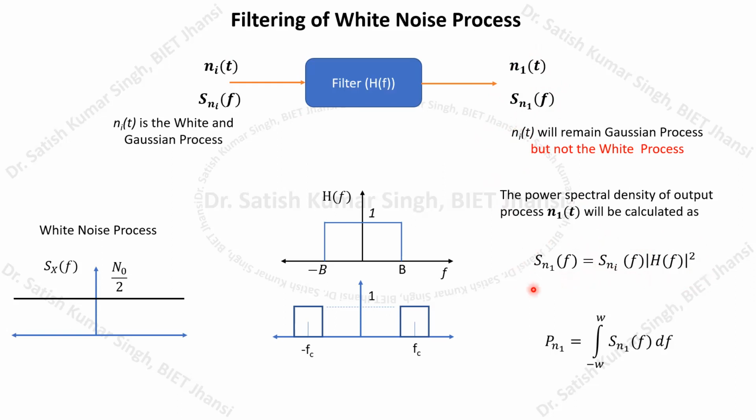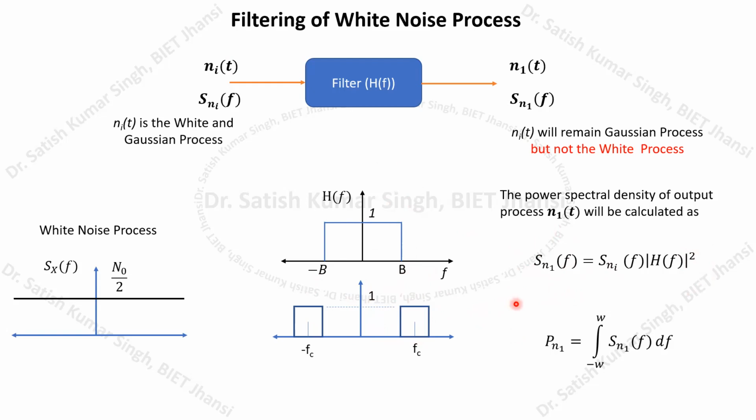Here the filter can be a low pass filter, a high pass filter, or a band pass filter. Whatever the filter is, we follow this same formula and find this relation. Once we are able to calculate the output power spectral density of the filter, we will be able to calculate the total power available at the output of the filter.